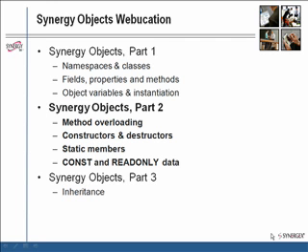In Part 1, we introduced several OO terms and concepts. We then went on to introduce the Synergy language syntax for defining namespaces and classes and adding 3 types of members to those classes: fields, methods, and properties. Then we examined how objects are instantiated by declaring object variables and by using the new statement.